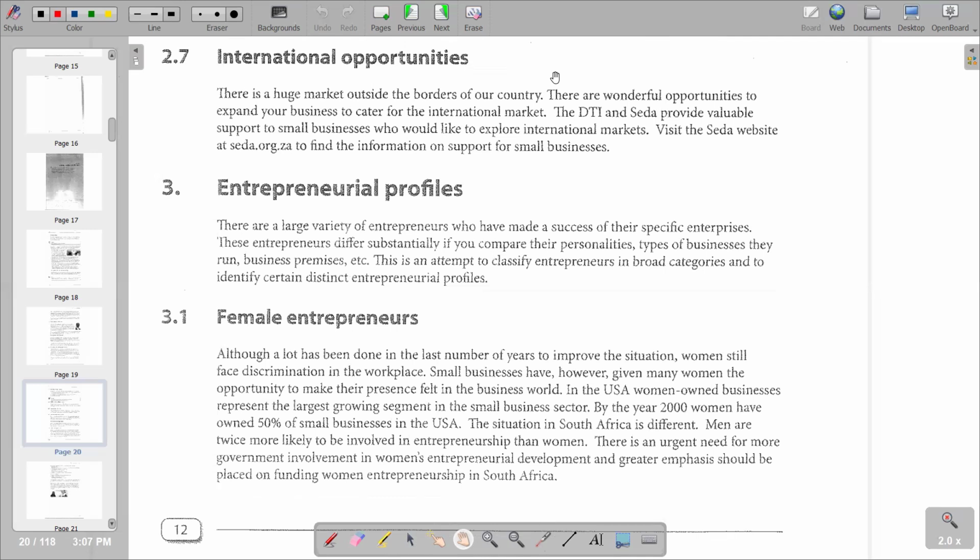We have the reasons for the emergence of female entrepreneurs also being articulated under that.